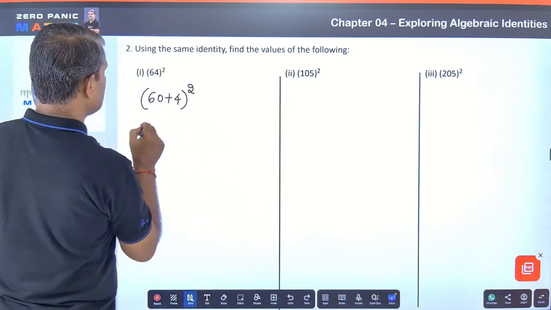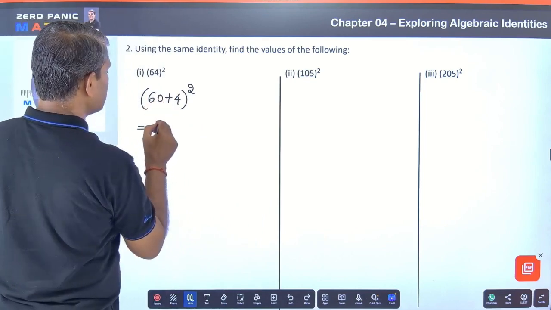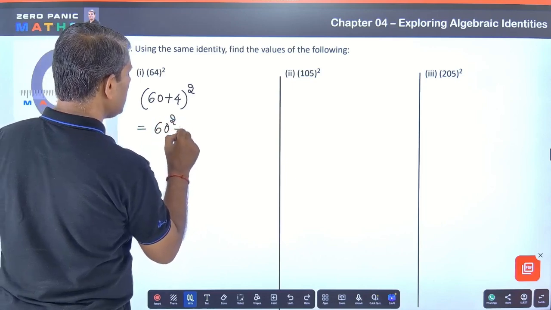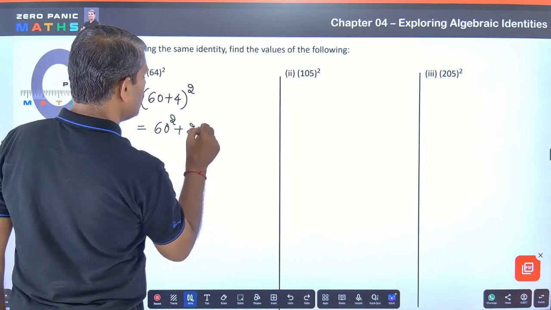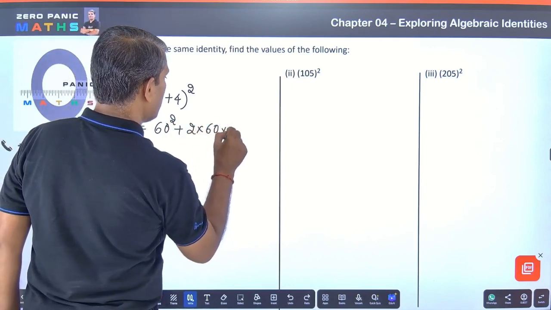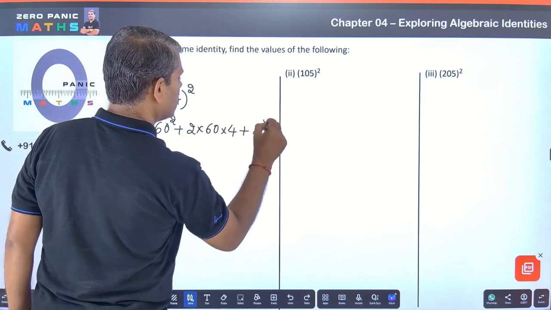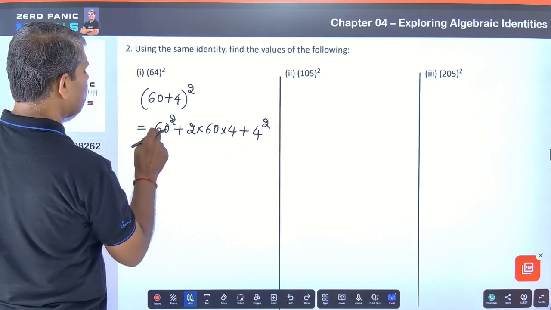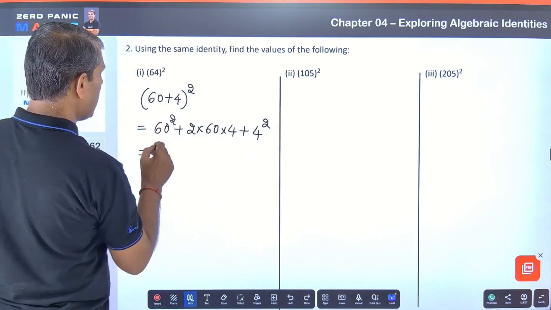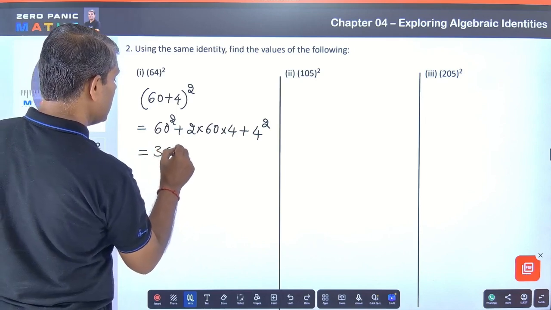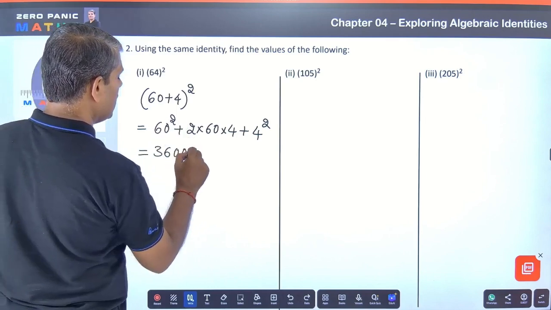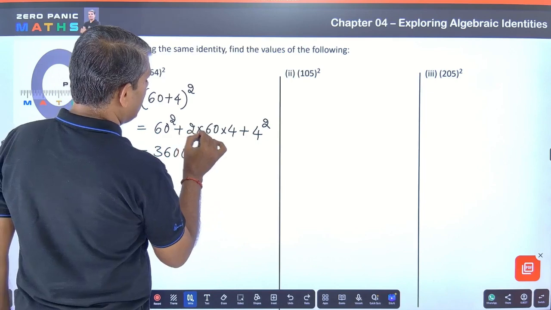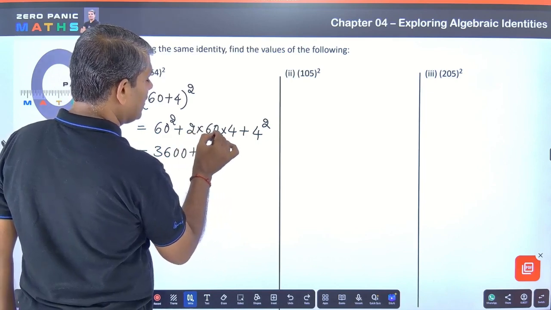Now what is a plus b? A here is 60, so I can write it as 60 square, which is a square, and 2 into 60 into 4, plus 4 square. It is a square plus 2ab plus b square. 60 square, I can just do it as 6 square first, that is 36, and then the two zeros, which will actually give us 3600. Now 6 twos are 12, I can write it as 120.